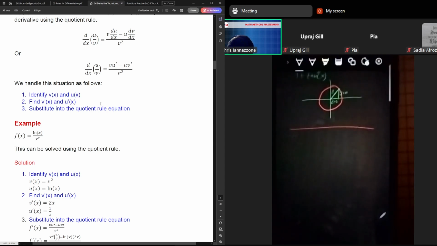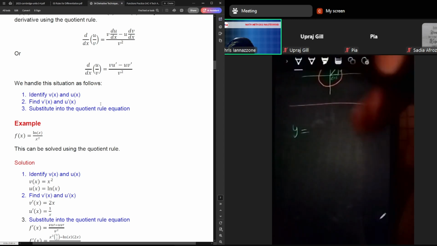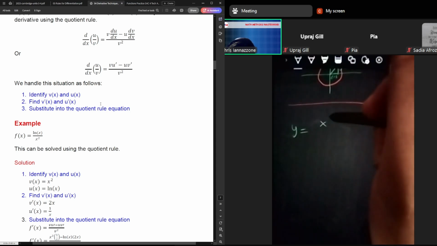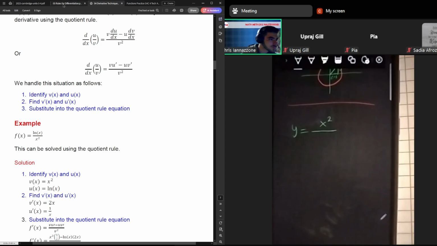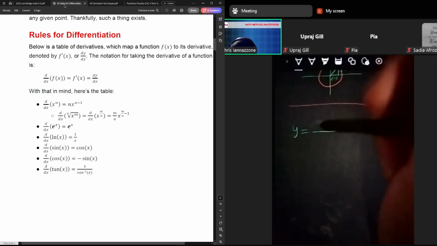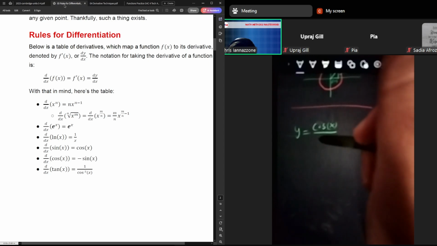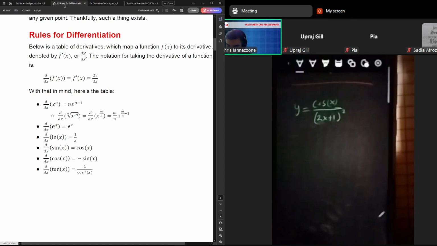Oh, actually, no, we will do one more. Y equals, oh, how bad do I want this to look? X squared over, what's an okay? No, we'll put a linear on the bottom. So we'll do something like cos x over 2x plus 1 all squared. That's what we'll do.